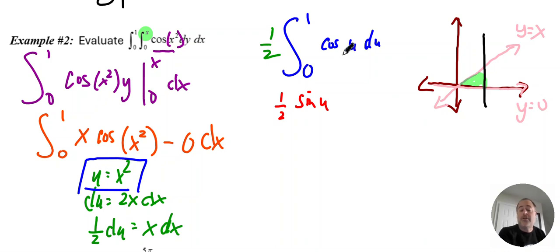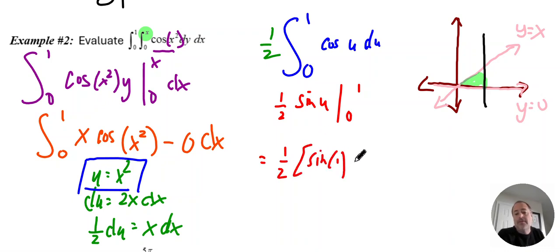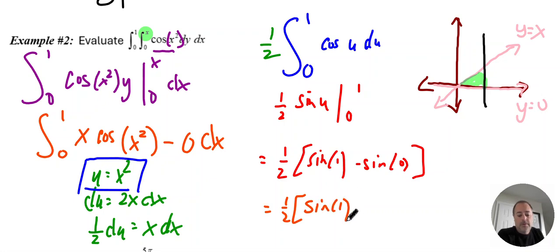Integrating cosine of u, that's just going to be sine of u. And we're going to evaluate it from 0 to 1. So our final answer here will be 1/2 sine of 1. It's okay to leave it as sine of 1. We don't know what that value is, but we can just leave it. Minus sine of 0. And so when all is said and done here, our final answer is going to be 1/2 sine of 1 minus sine of 0, which is just 0. So we get 1/2 sine of 1.